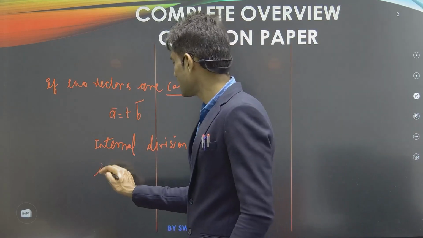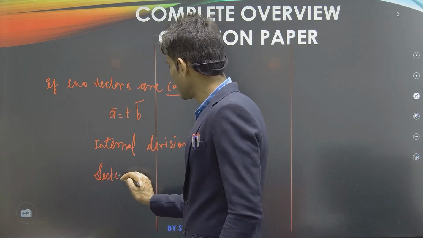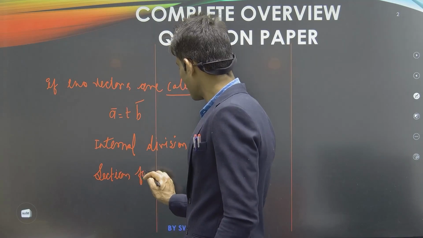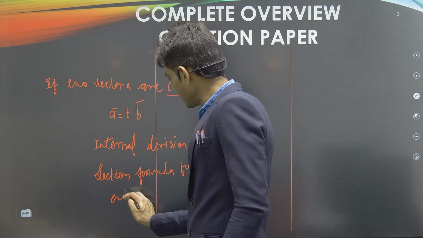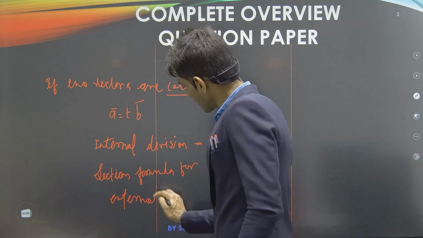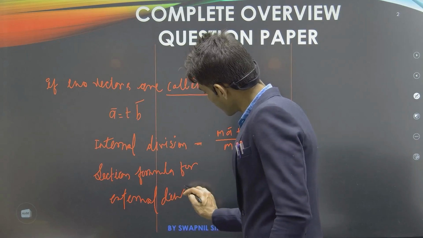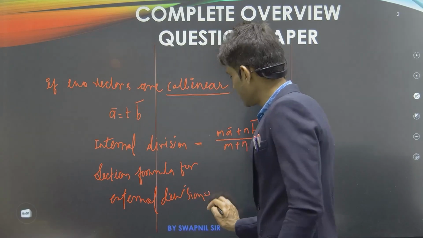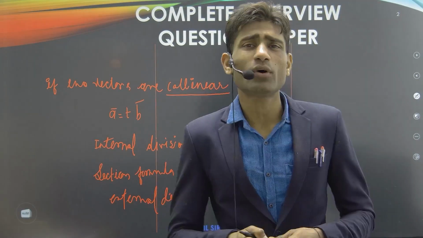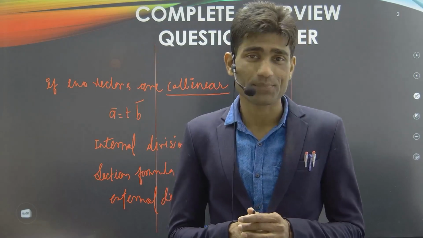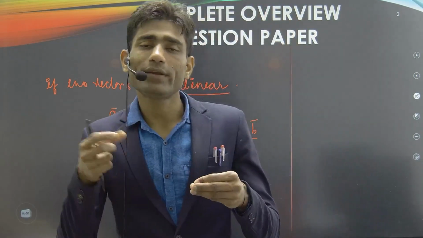Next, the section formula for external division. External division means the point which divides our line segment externally. Internal means the point which divides our line segment internally. So if we have a segment A here, then the point which divides it in the middle, we consider as the internal division.